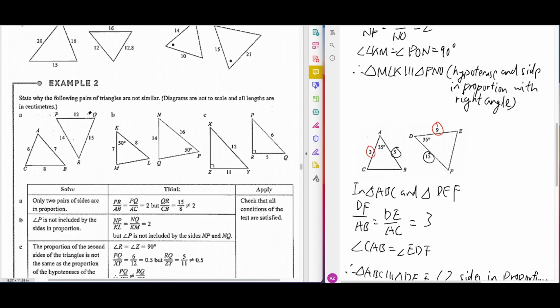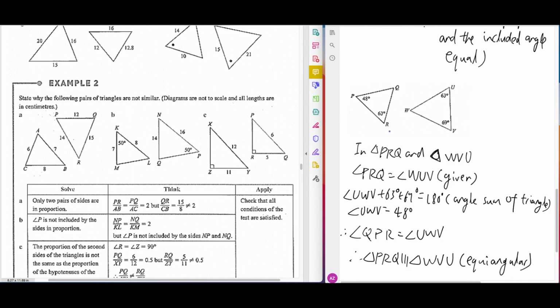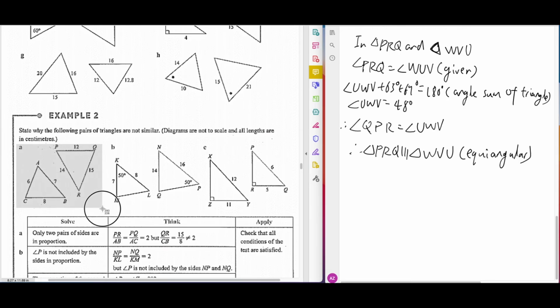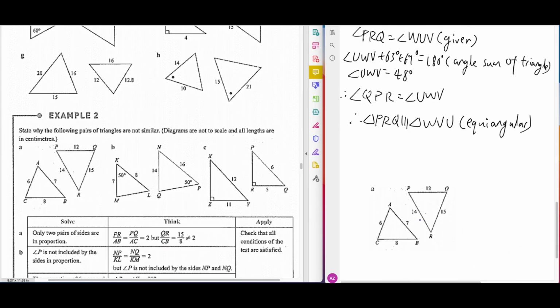Now, example 2 says, state why the following pairs of triangles are not similar. Diagrams are not to scale and all the lengths are in centimeters. So what you can just do is try and work out the ratio of all the sides. And it's most likely that the ratios are not going to be equal. So I'm just going to pick this first example and demonstrate that. I'm just going to pick the larger side first. So larger side is 15, larger side is 8. So I just do 15 on 8. Now, does that equal the next bigger side, which is 14 and 7? So 14 on 7. Now, does 15 on 8 equal 14 on 7?